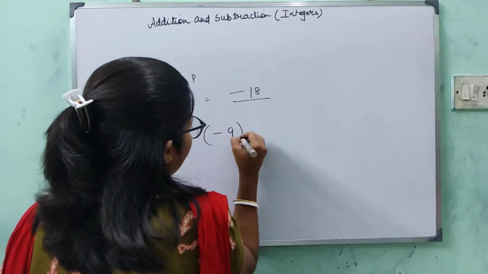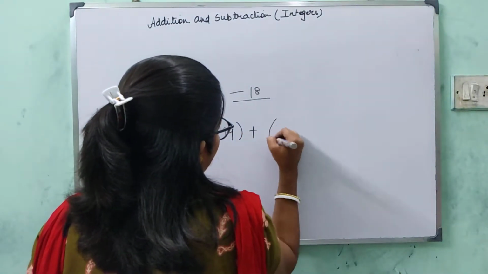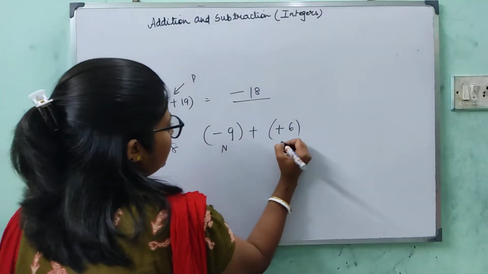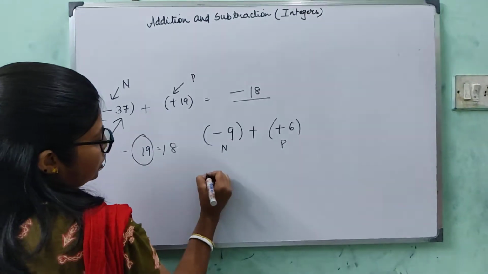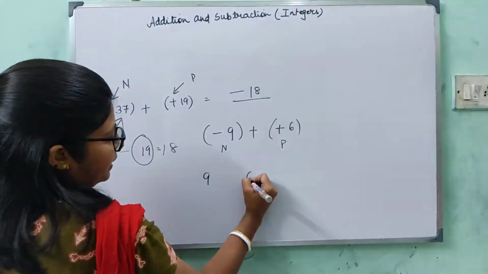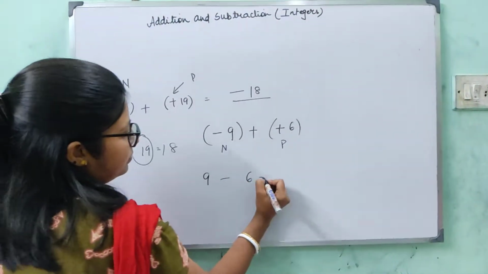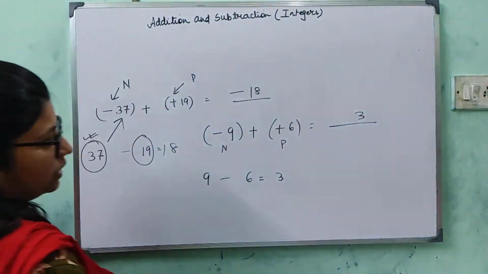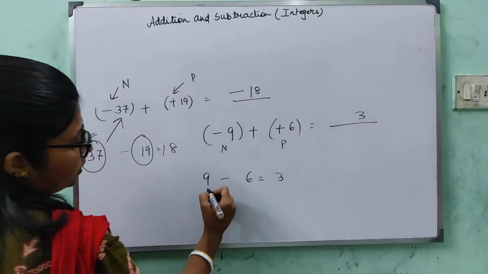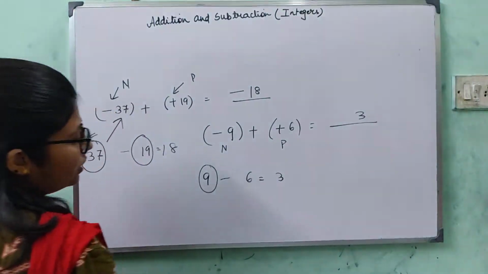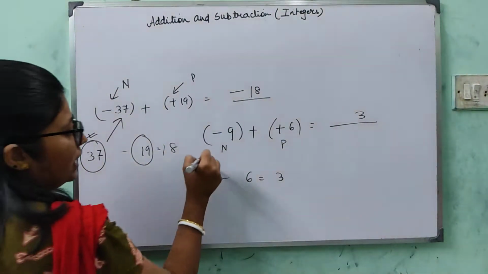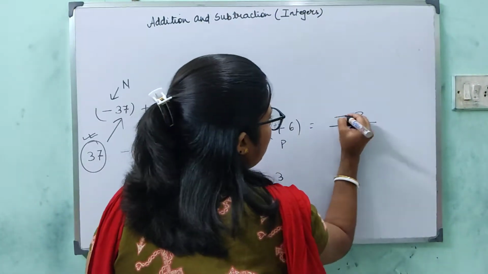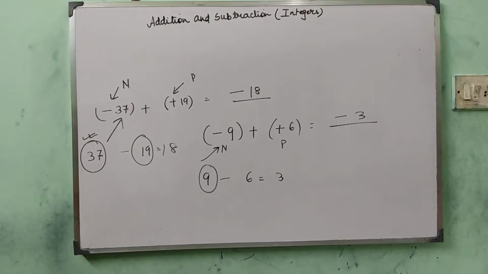Minus 9 plus 6. So this is the negative integer, this is a positive integer. So just bring the numbers separately and subtract them. The number is 3. What about the sign now? It was 9 minus 3 we did. So who is greater? 9 is greater. Now check what is the sign of 9. 9 is having a minus sign. So a minus sign.